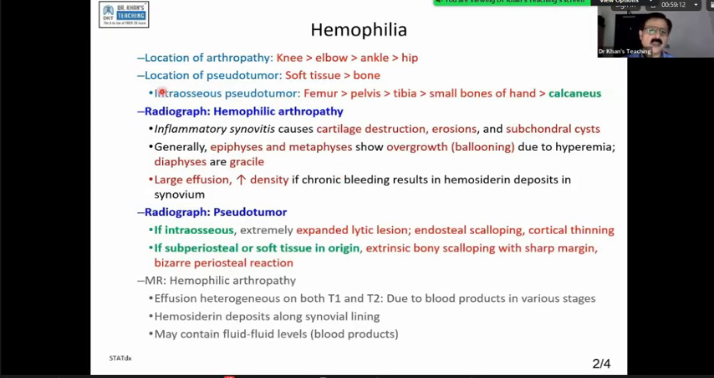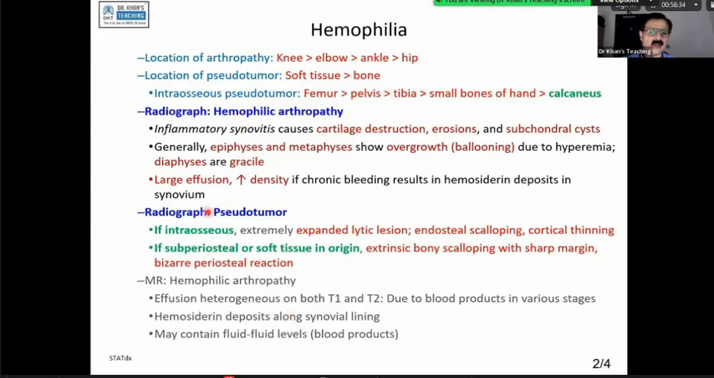Now, the key point to remember is that the most commonly involved is the knee joint, then the elbow. So these two are most important. But I particularly want to highlight the calcaneum, and I also want to highlight the small bones of the hands, where you can get what we call pseudotumors. And because of abnormal or slightly unusual locations, these are favorites in the exam.